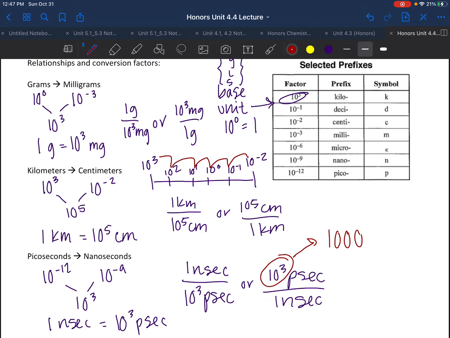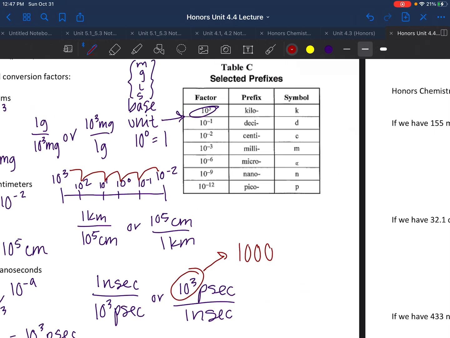I am totally okay if you guys use the whole number and not the power of 10 in your conversion factors, but it makes no difference. Just wanted to point that out. All right, let's do some practice problems now.